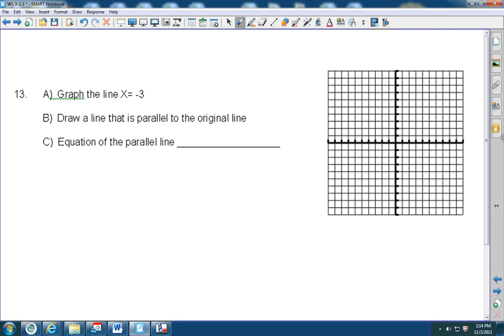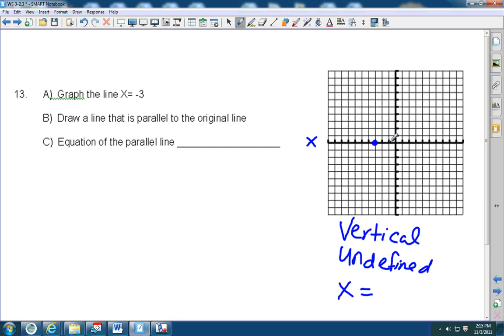The next one says x equals 3. Well, wait a minute. I can't put x equals in the calculator. So let's go on the x-axis and go to where x equals -3 and put a dot. X equals has an undefined slope, and it is a vertical line. So that means my line is going to go up and down. I know, kind of crazy line right here.